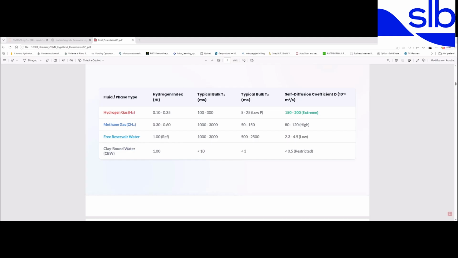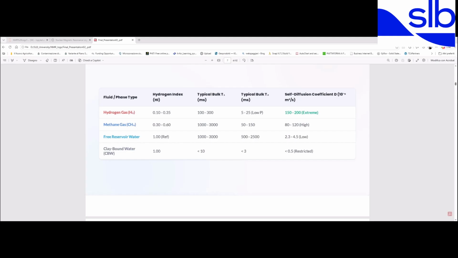It is different if you are working with hydrocarbons like methane, mapping the reservoir gas, methane gas. The hydrogen index is between 0.3 and 0.6. Typical bulk T1 is high, an easy value to record, 1000 to 3000 milliseconds. The typical bulk T2 is also short, but you cannot ignore it. When you have a high value, you are sure you are in the presence of a mixed phase of gas and methane, and you can exclude the presence of hydrogen.